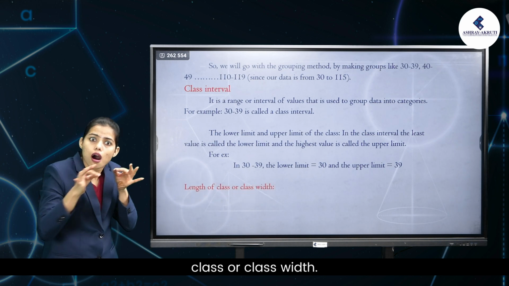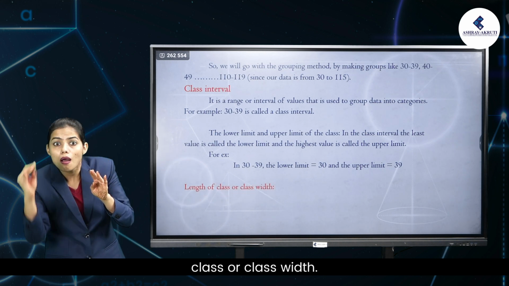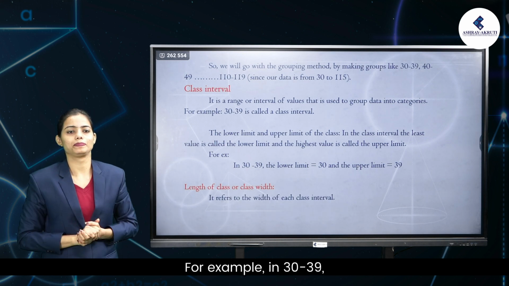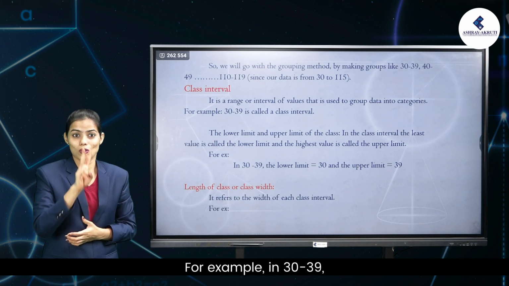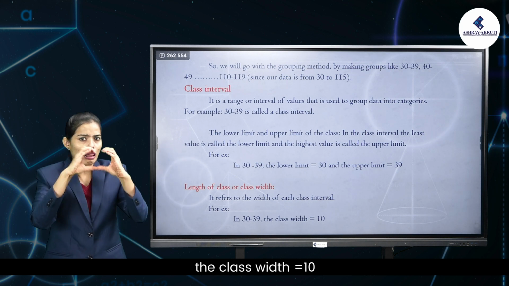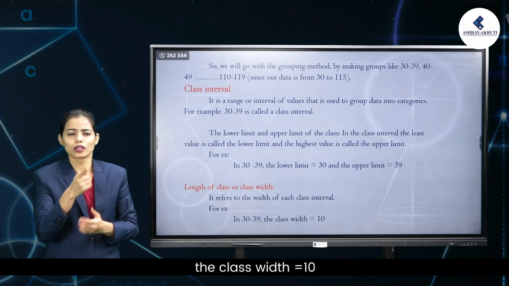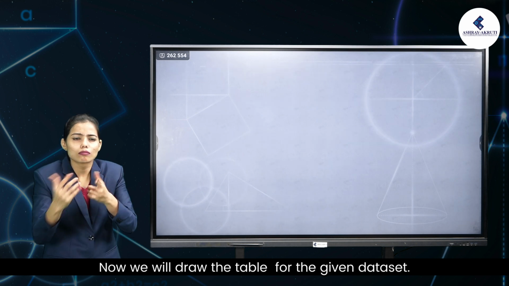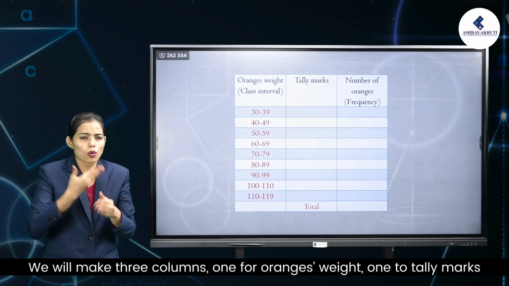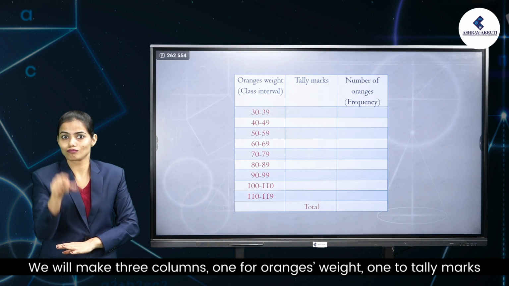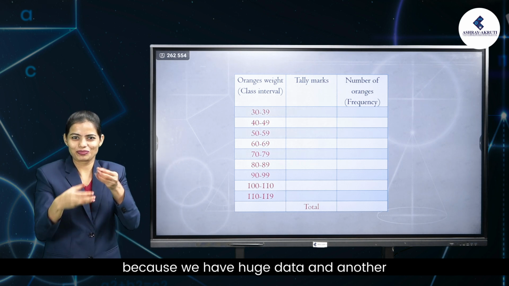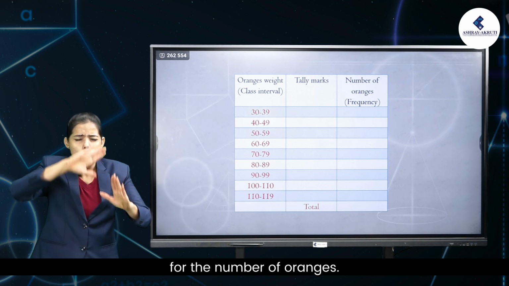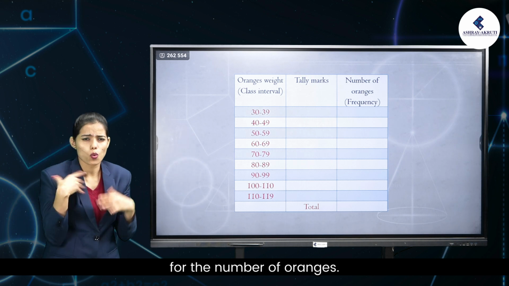Length of class or class width. It refers to the width of each class interval. For example, in 30 to 39, the class width is equal to 10. Now, we will draw the table for the given data set. We will make 3 columns, one for oranges weight, one for tally marks because we have used data, and another for the number of oranges.